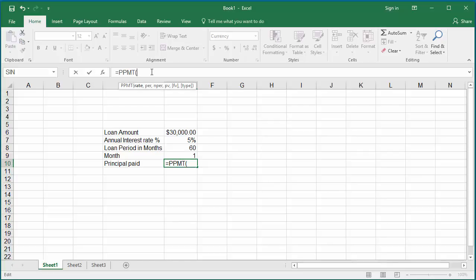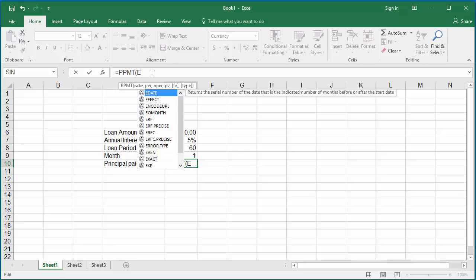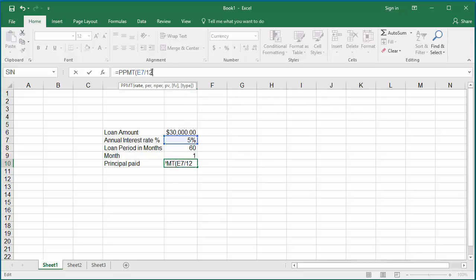The interest rate is in cell E7, but the interest rate is annual interest rate, so divide by 12. E7 by 12, comma. The second argument is the month for which you want to know how much principal is paid, which you entered in cell number E9, comma.